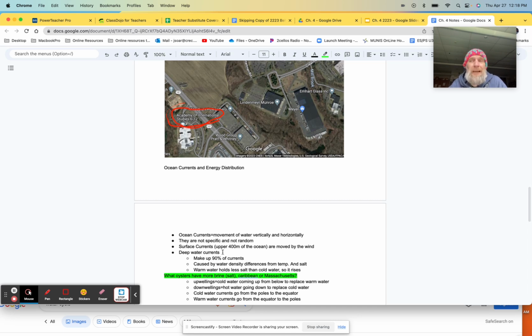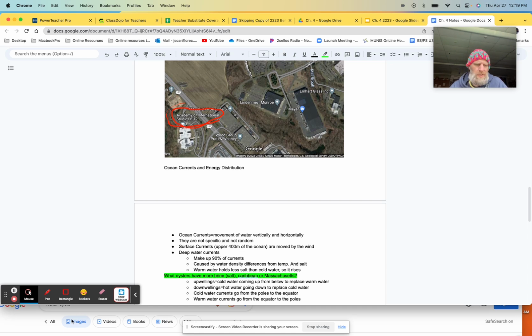We notice a pattern with these as hundreds of years have gone by with exploration and fishing. People who make a living on the sea notice these currents big time. Surface currents are in the upper 400 meters of the ocean, and they are moved by wind. So if you have a hurricane, it really has an effect on the way the waves go and the wind.